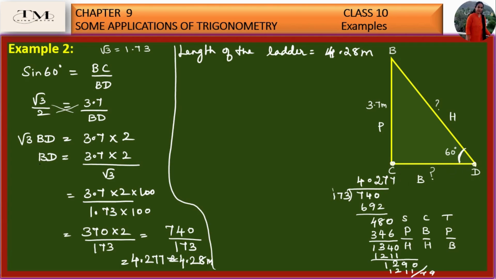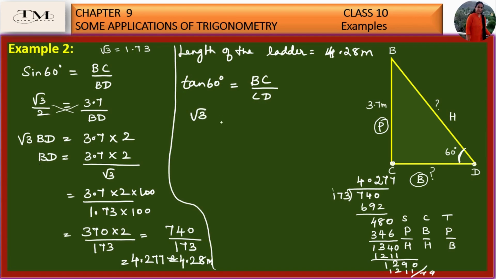Either you can use the Pythagoras theorem or you can use the relationship. So this is perpendicular and this is base. Which value makes the perpendicular and base? Tan is perpendicular by base. So let us take tan 60 degree. Tan 60 degree is equal to BC by CD, where BC is the perpendicular and base is CD. So what is tan 60? Tan 60 is root 3.